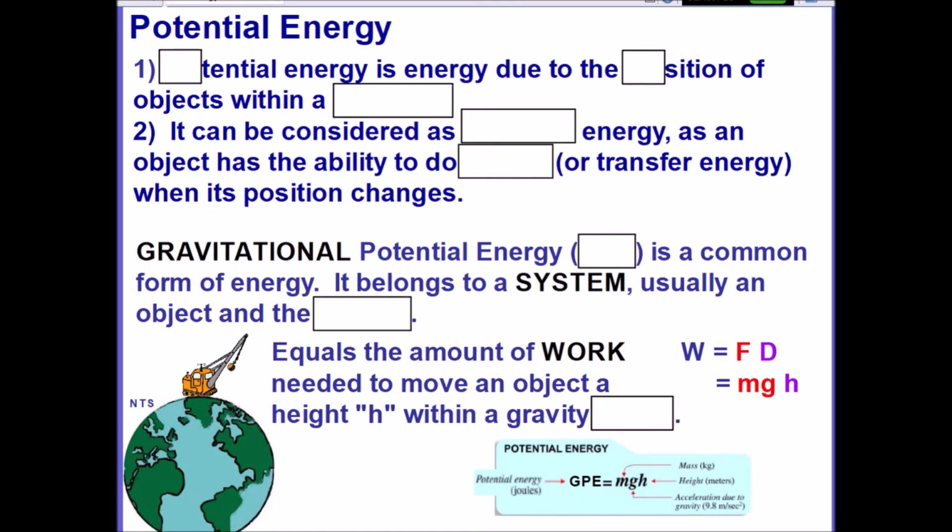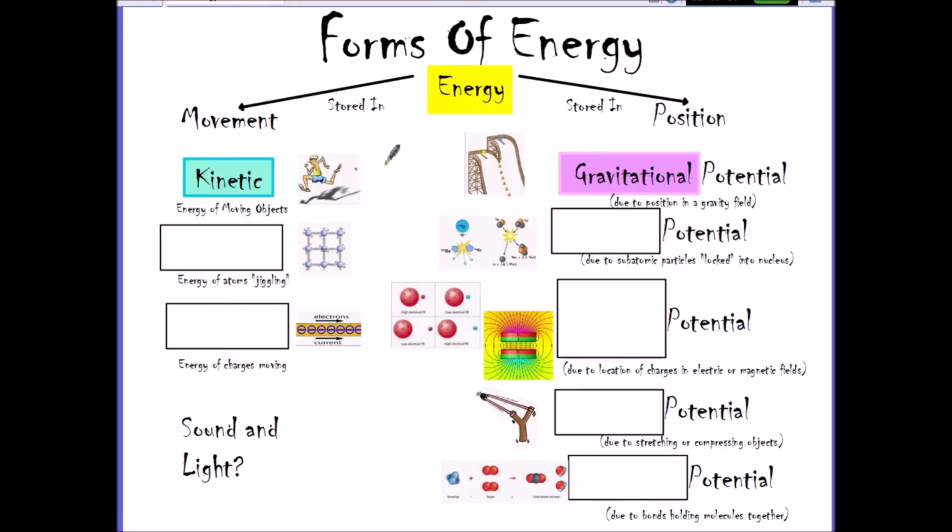Before I get into this particular slide, I just want to refresh your memory on the various forms of energy that we started our unit with. We have energy stored in movement or energy stored in position. We already talked about kinetic energy, that's the energy of large-scale objects. Now we're going to look at various forms of potential energy, and we're going to start with GPE. It is due to position in a gravity field. Let's go ahead and now formally define gravitational potential energy.